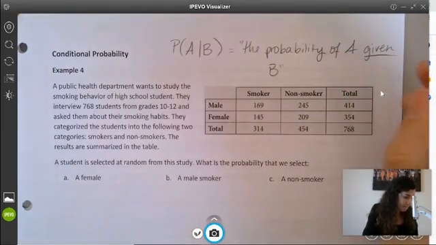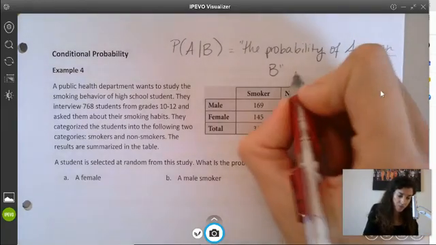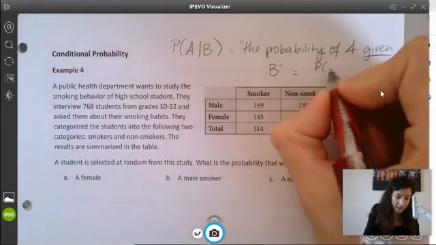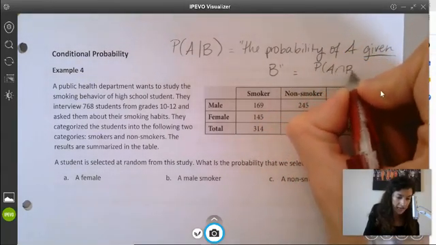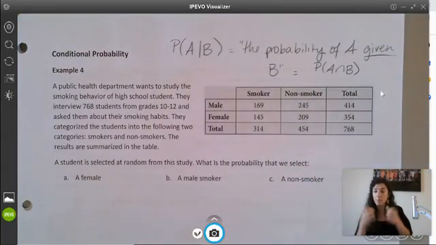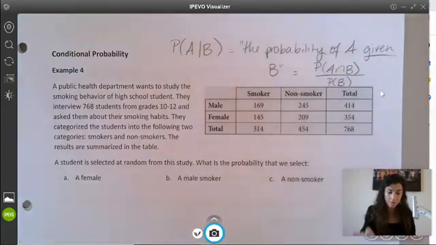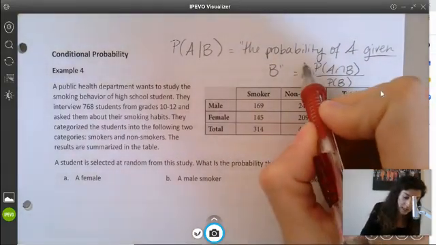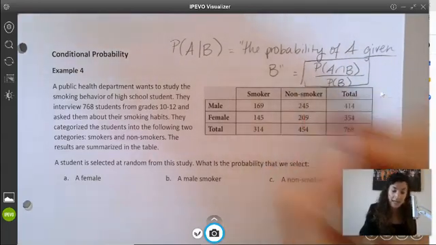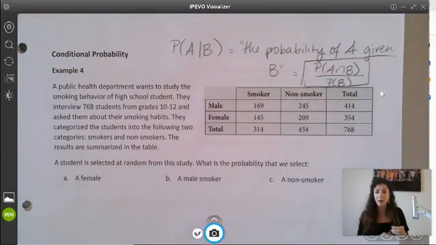How we find it is it is equal to the probability of A and B, so the probability of both of them occurring together, divided by just the probability of B. So that is how you find it. That is the formula. That is the operation with this probability.